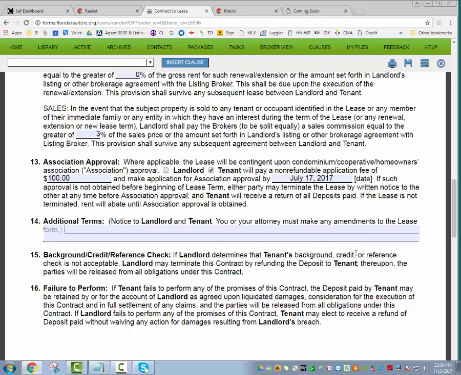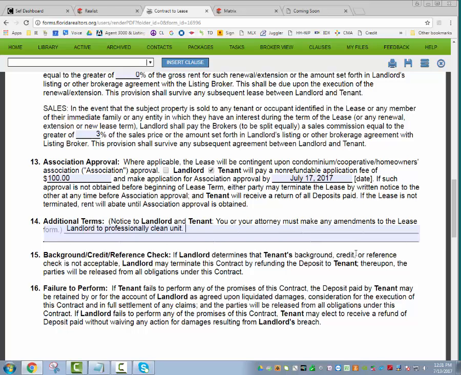Additional terms. Here's where you would write anything like landlord to professionally clean unit. Or something, this is very common, the tenant wants to spread out the last month over the course of a few months because they don't have all of the money to move in. They're moving from out of state or they have expenses or what have you.